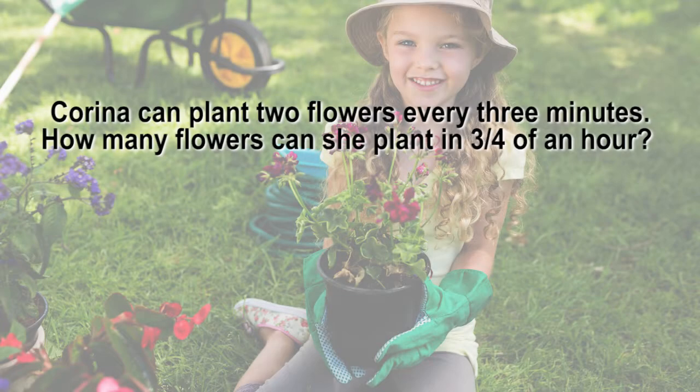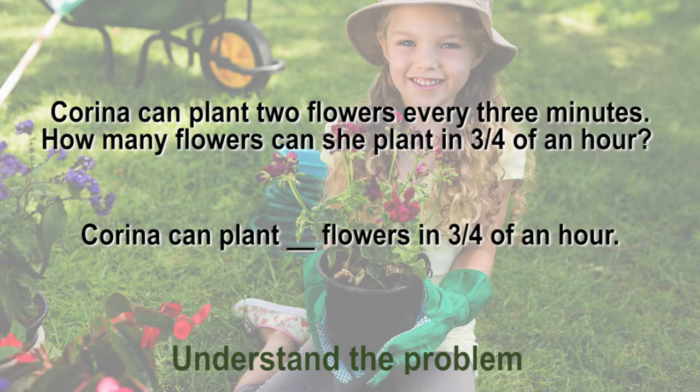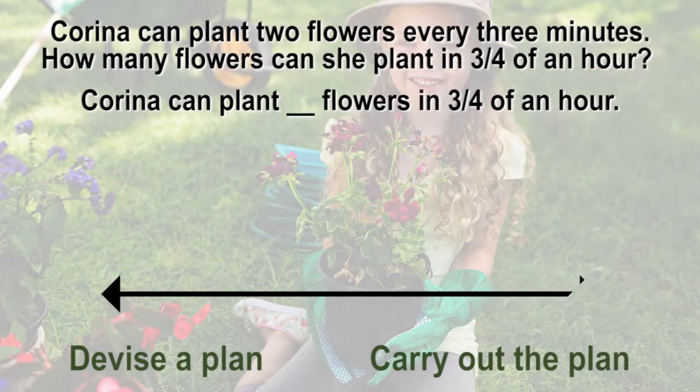Karina can plant 2 flowers every 3 minutes. How many flowers can she plant in 3/4 of an hour? Again, we begin by looking for information that is given. We know that Karina plants 2 flowers every 3 minutes. We are trying to find out how many flowers she can plant in 3/4 of an hour. Let's write an answer statement to help us stay focused on what we're looking for. Karina can plant how many flowers in 3/4 of an hour? Let's use a number line to solve this problem.